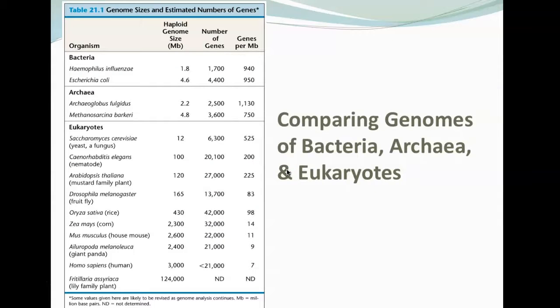What we can do with sequencing projects is compare. This is the basis of studying evolution: comparing genomes and finding similarities and differences. We can compare the 3 domains: bacteria, archaea, and eukaryotes. We'll talk about classification later, including domain, kingdom, phylum, class, order, family, genus, species.